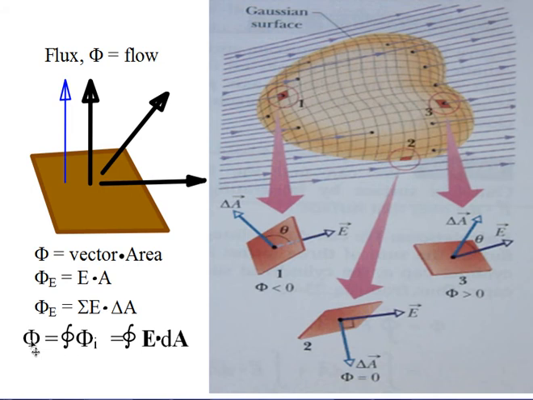What about the units of flux? Oh yes. That field would be newtons per coulomb, and area would be square meters, so flux is in newton meters squared per coulomb.